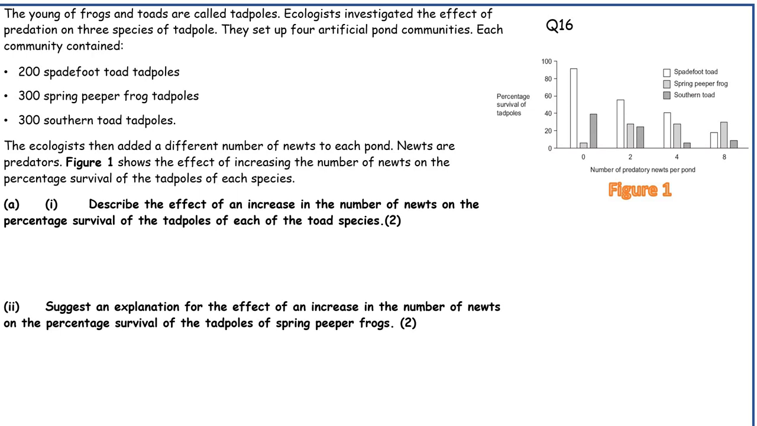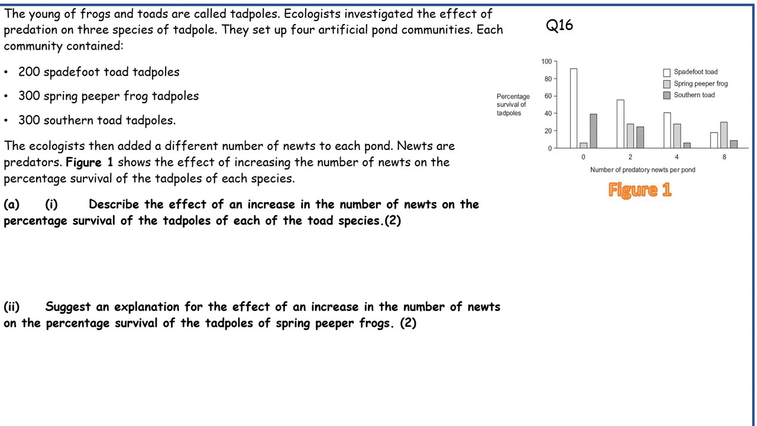Question 16. The young of frogs and toads are called tadpoles. Ecologists investigated the effect of predation on 3 species of tadpole. They set up 4 artificial pond communities. Each community contained 200 spadefoot toad tadpoles, 300 spring peeper frog tadpoles, 300 southern toad tadpoles, and the ecologists then added a different number of newts to each pond.